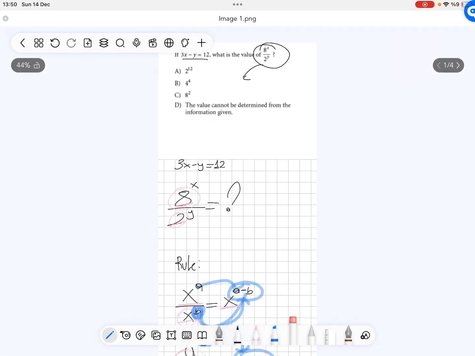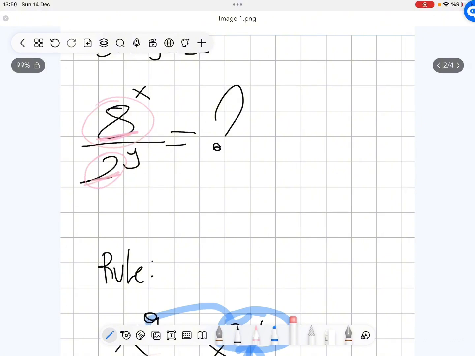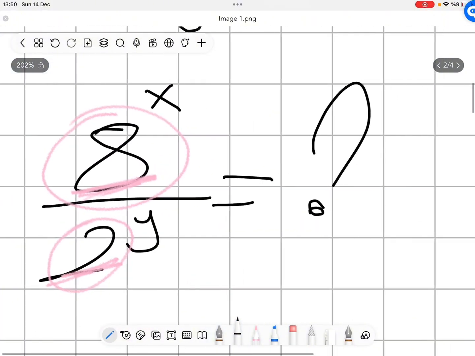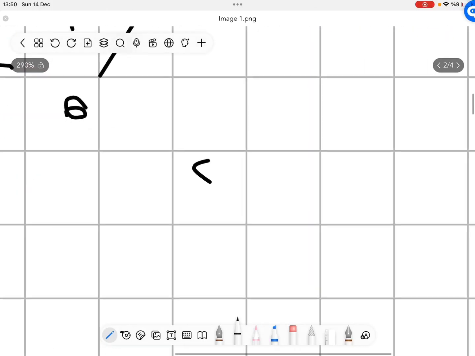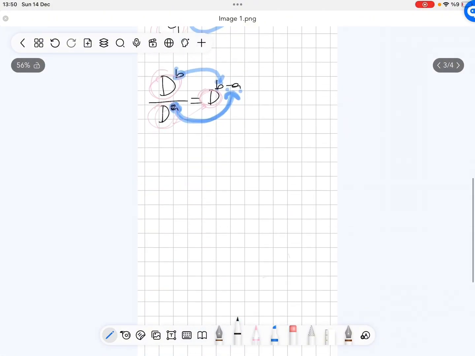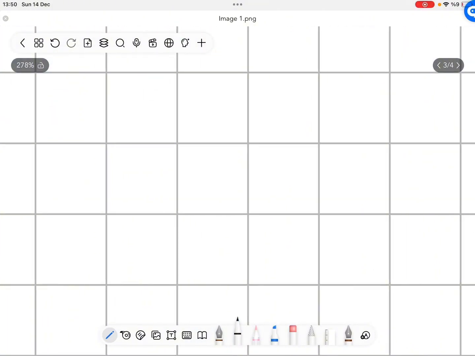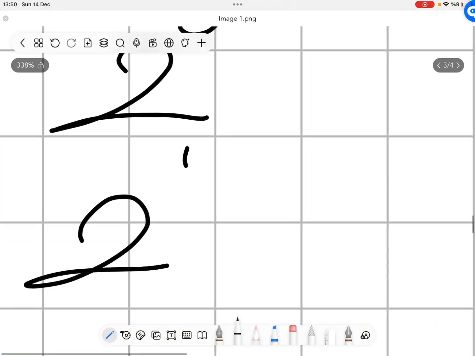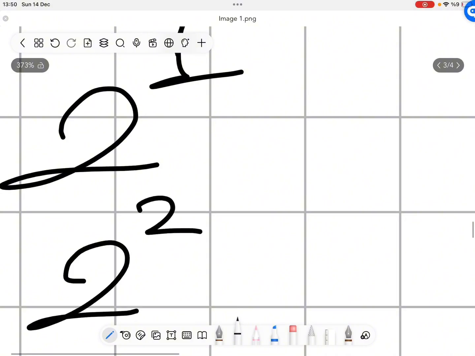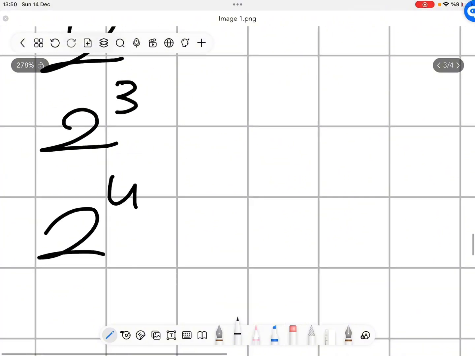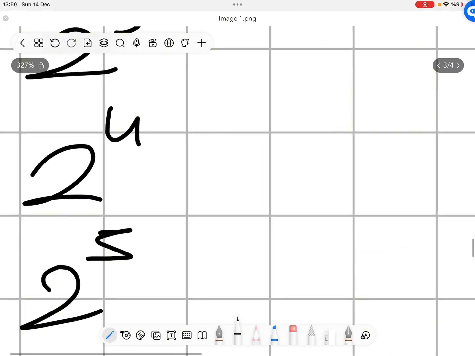So if we understand the rule, the next step is, while solving the question, we have to write down the 8 in base 2. Like 8 in base 2. So we have to look at 2's powers. Like 2 to the power of 0, 2 to the power of 1, 2 to the power of 2, 2 to the power of 3, and I can go like that, 2 to the power of 4, 2 to the power of 5.